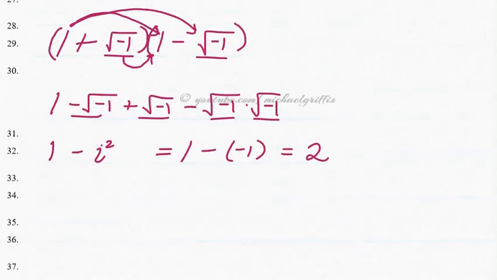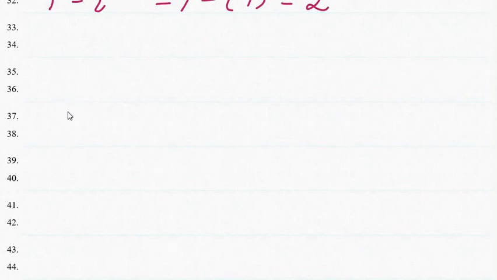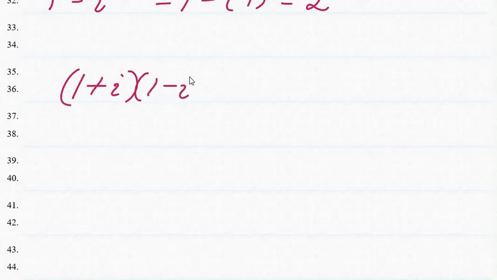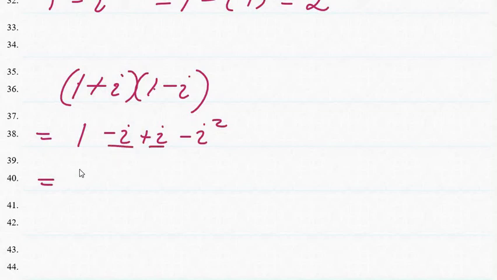Where are we at? 8 minutes. Let's just go ahead and work some more out. Maybe you'll hang in there. 1 plus i times 1 minus i. You see that? Does that look familiar? So 1 times 1 is 1. 1 times negative i is just negative i. i times 1 is i. And i times i, that's going to make that negative i squared. These guys cancel out. What is i squared now?